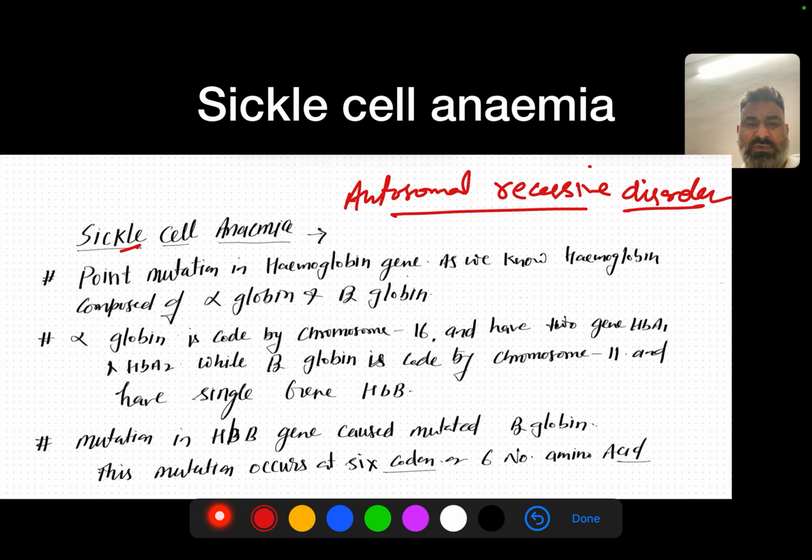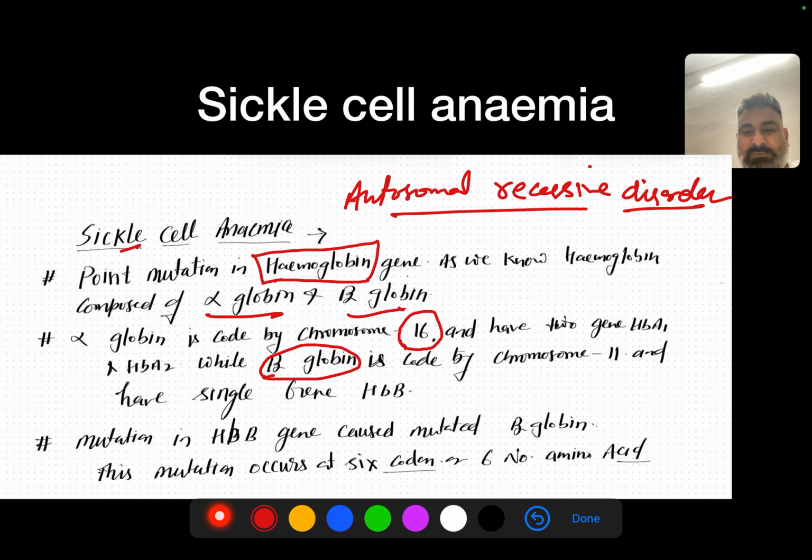As we know, the red blood cell is composed of hemoglobin, and this hemoglobin is also composed of two types of peptides. One is alpha globin and another is beta globin. The alpha globin is coded by chromosome number 16, meaning the genes are located on chromosome number 16, and the beta globin is coded by chromosome number 11, meaning the genes are located on chromosome number 11.